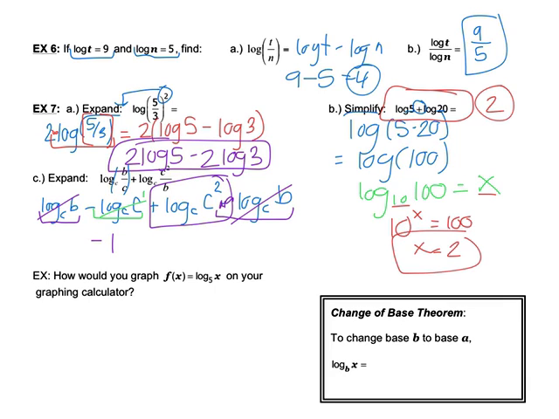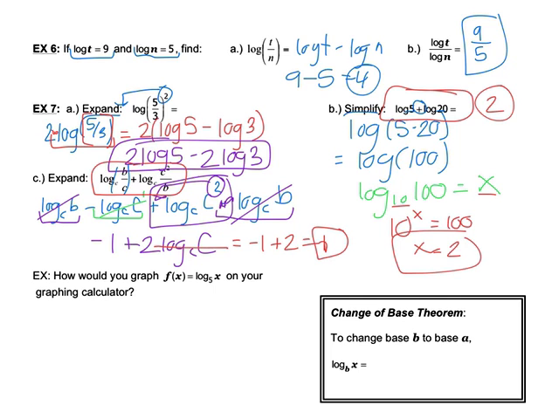So what I can do is take this 2 and bring it down front. So I've got plus 2 log base c of c. But remember, log base c of c is just 1. So really we've got negative 1 plus 2, which is 1. So all of that mess just equals 1.